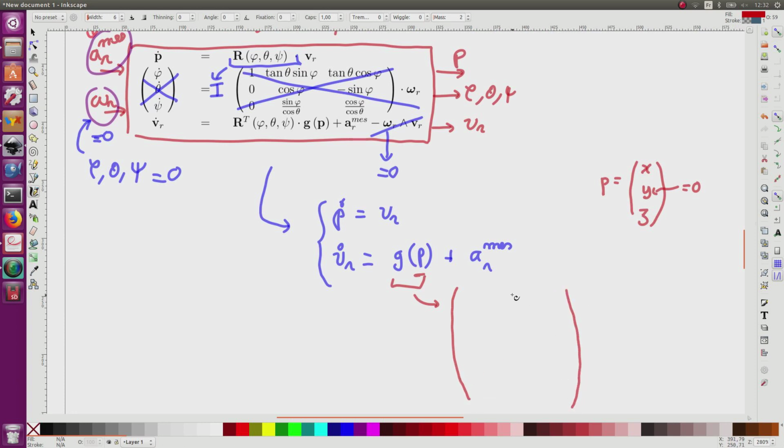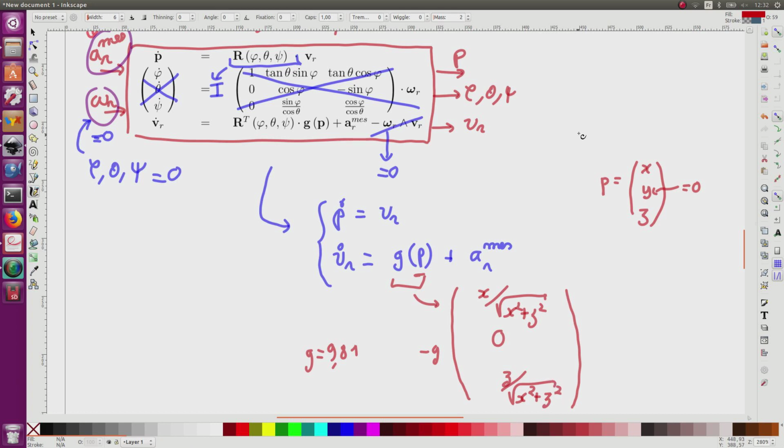This vector is minus j, where j is equal to 9.81. Here I will have 0, and I will have, so I will explain just after, x divided by square root of x2 plus z2, and here z divided by square root of x2 plus z2.